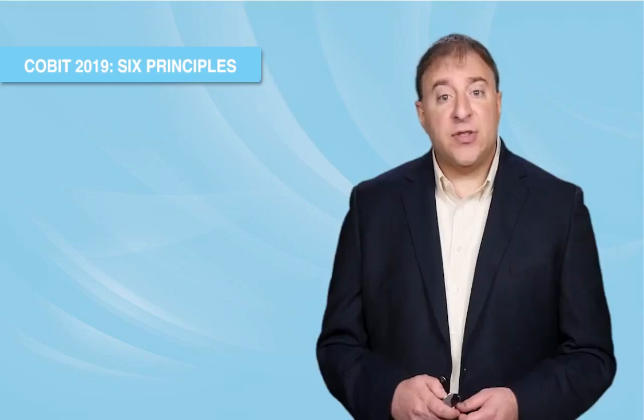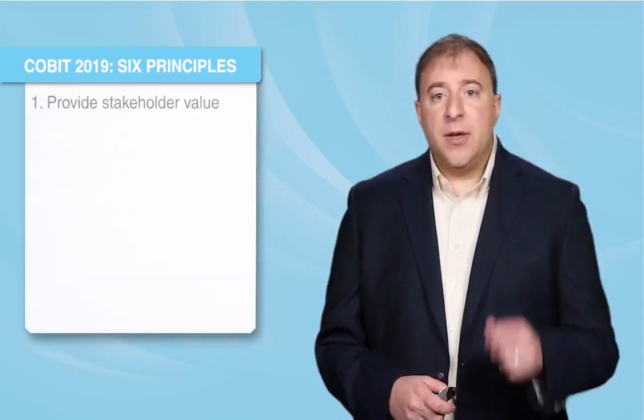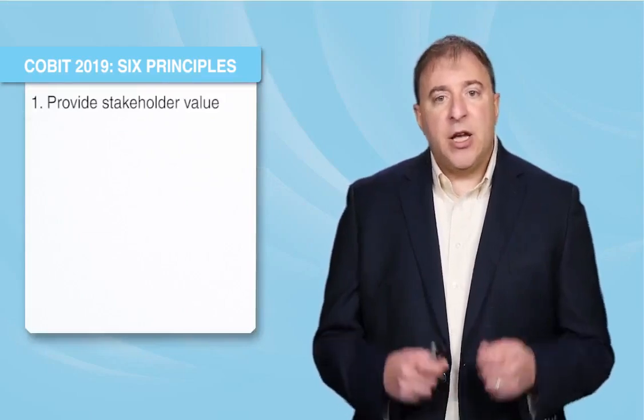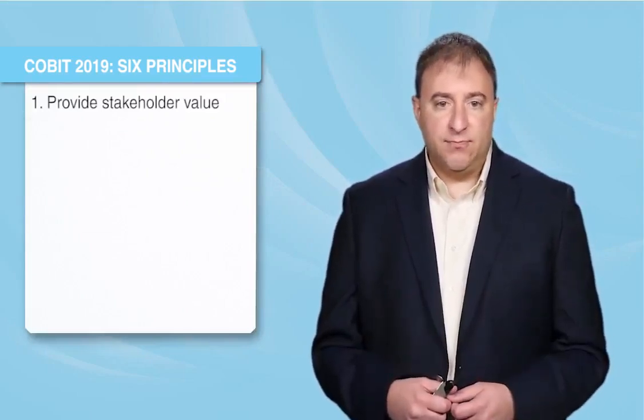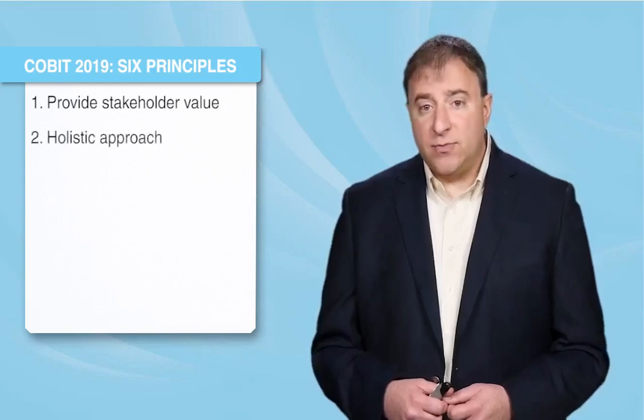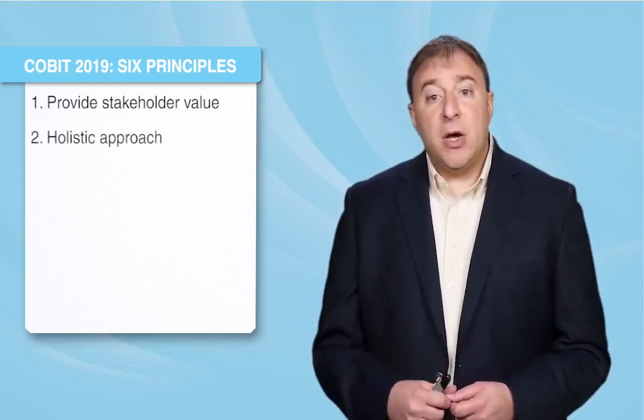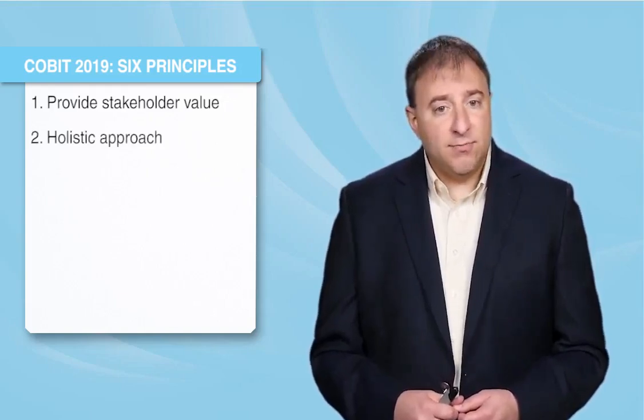A governance system is the rules, practices, and processes that direct and regulate an entity. A governance framework is the structure upon which the governance system is built. The 6 principles for a governance system are summarized as follows. Provide stakeholder value. Achieving value requires a strategy and a governance system. A holistic approach. Create synergies among the components interconnected in the system.